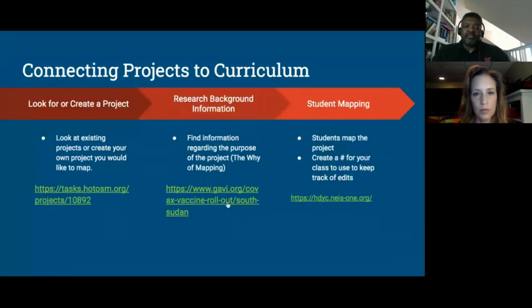And then research some background information, find out the purpose of the project, find some background articles that we've listed here, and have the kids read about what's going on. So for example, I know Celeste did one on a volcanic eruption in Indonesia. She had her students read some background information and watch some news reports from NPR and other sources.